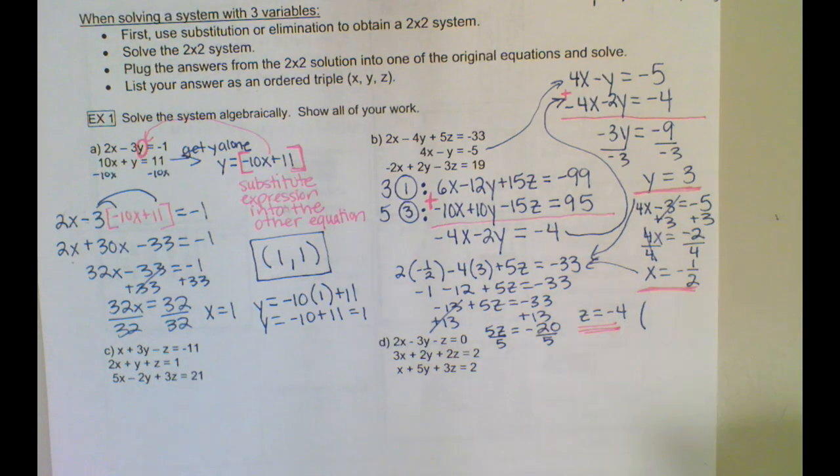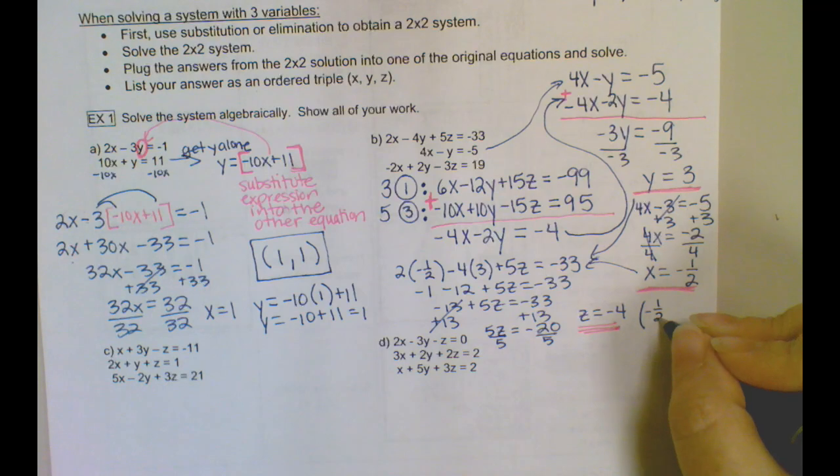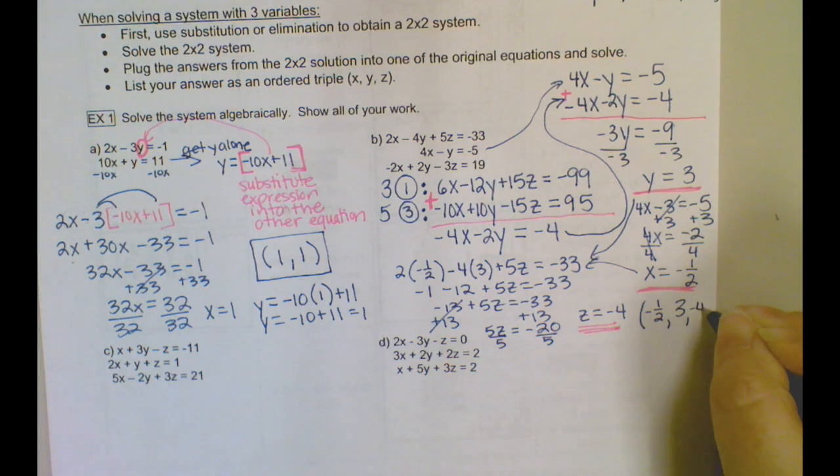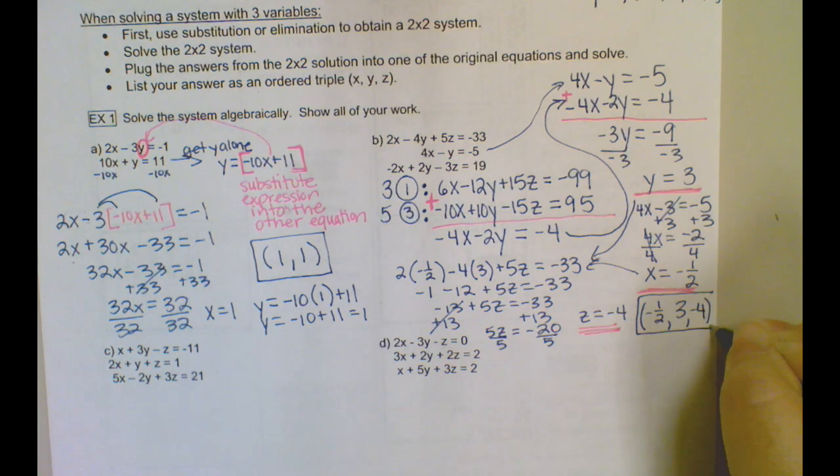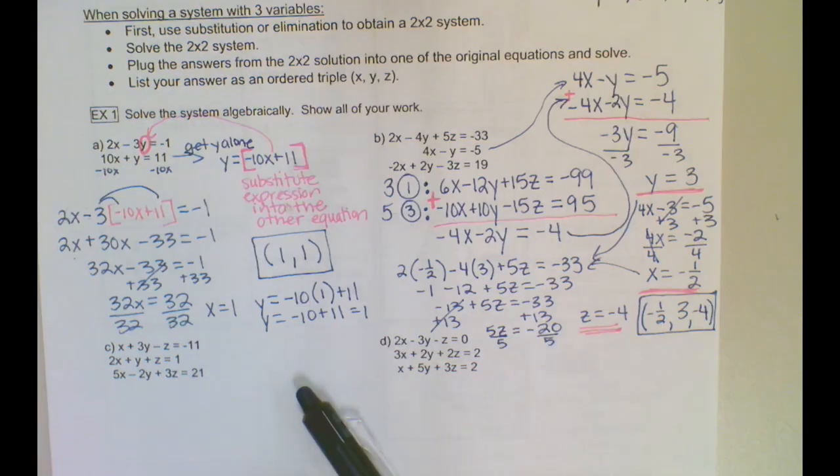So ordered triples work just like ordered pairs. It goes in alphabetical order. So x comma y comma z. So negative 1/2 comma 3 comma negative 4 would be the final answer. Just like you learned in Algebra 1, if you plug in the ordered pair, it should work in all of the equations. If it doesn't, then you've done something wrong. I am going to show you how to check it on the graphing calculator once we get to that point here.